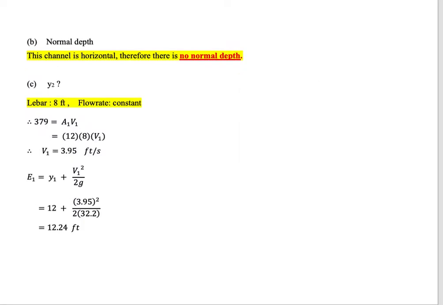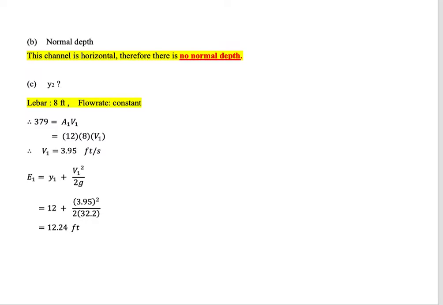And then we need to calculate the normal depth. Because this channel is horizontal, we could assume that there is no normal depth. Usually the normal depth applies when you have an inclined open channel. So that is the trick question. And then we go for Y2.